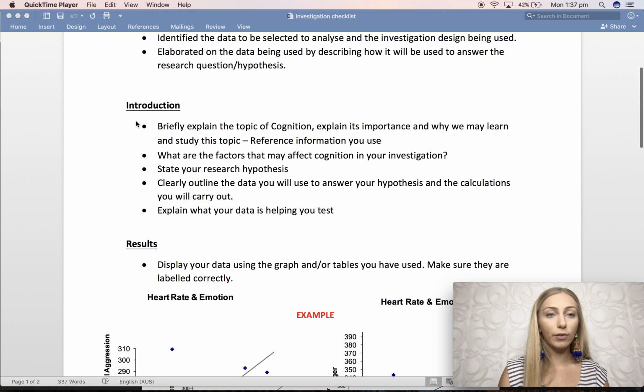So here I've got your introduction and the dot points underneath there that I would like you to include. So the first thing that you'll do within your introduction is briefly explain the topic of cognition. So explain its importance and why we may learn and study this topic. So you will need to do some more research on this using the internet or any books that you might know that include information on the topic of cognition.